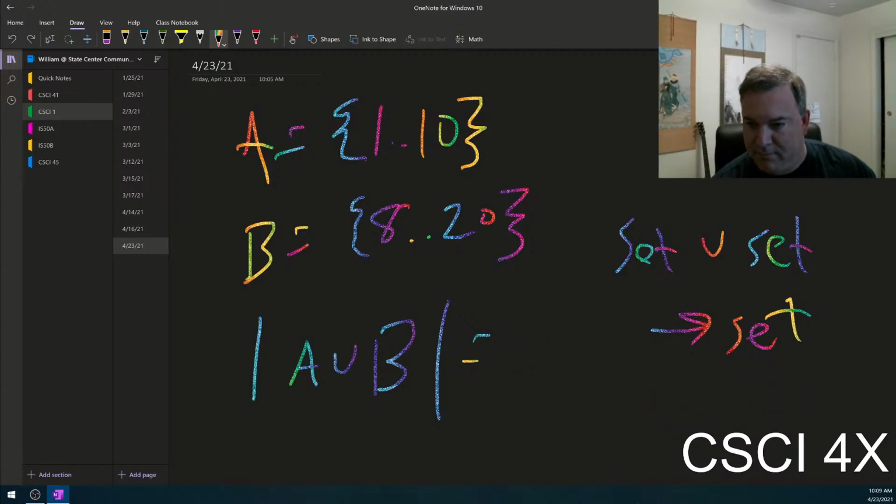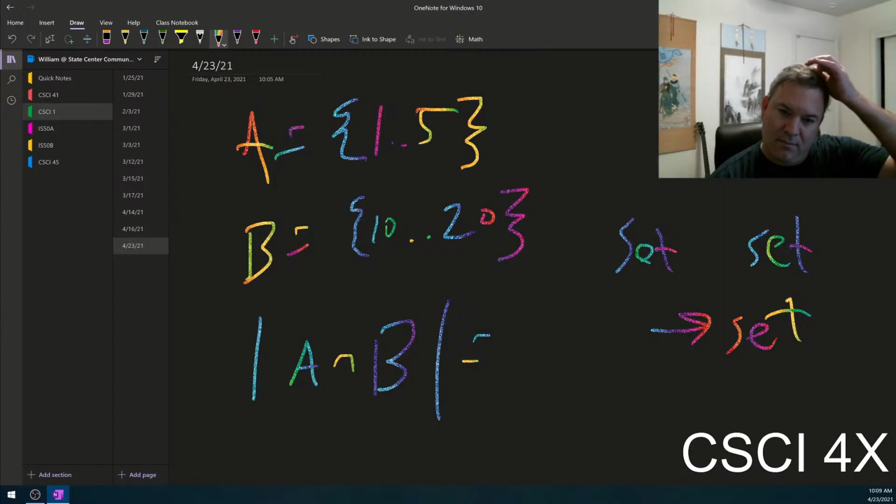Okay, so far so good. Let's do one more along those same lines. Let's do A is equal to 1 through 5, and B is equal to 10 through 20. So what is the size of the intersection? How many elements are both in A and B?